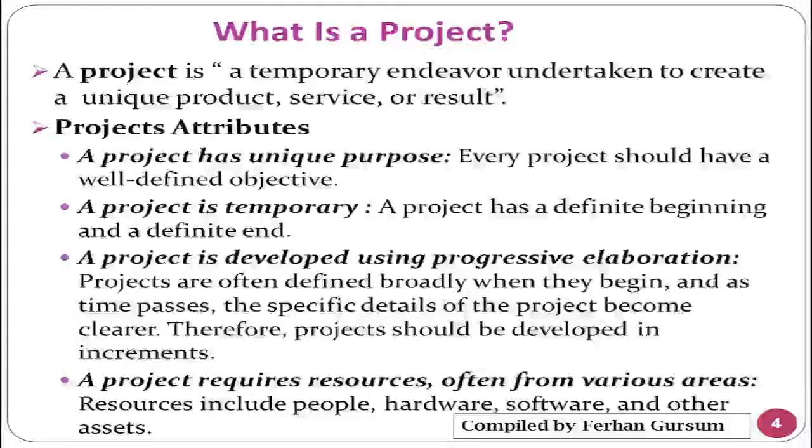When we say a project has a unique purpose, a project should have what? A defined objective. When we say a project is temporary, it must have a definite end. For example, if we take the construction of the Abbay dam, it is a project. The Abbay dam must have a time when it ends. It has a beginning and an end.